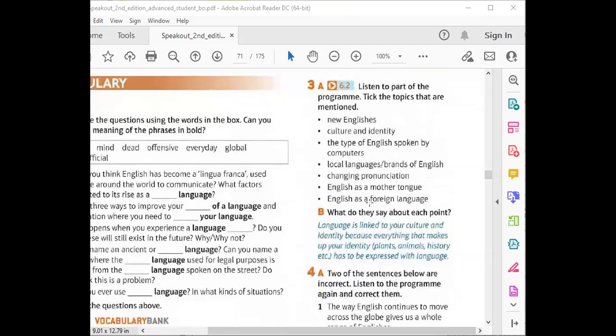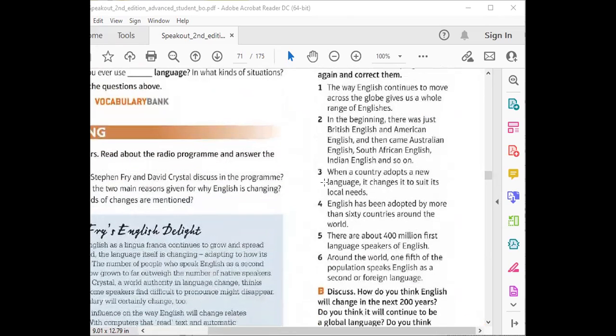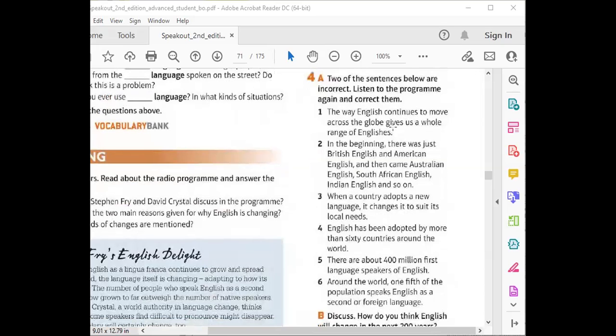Now let's move on to the next question, which is: two of the sentences below are incorrect. You have six sentences here. This is something similar to what you have in the exams. Listen to the program again and correct them. Not just tell me which sentences, correct them as well. Did you understand? Yes. Okay, let's listen again and correct the mistakes. Unit 6, Recording 2.